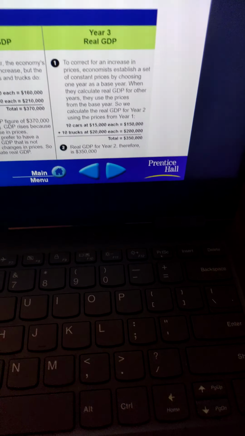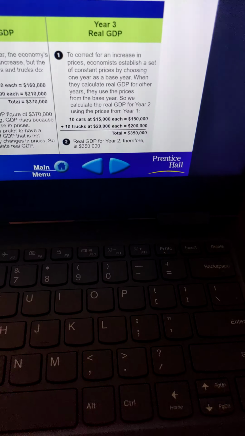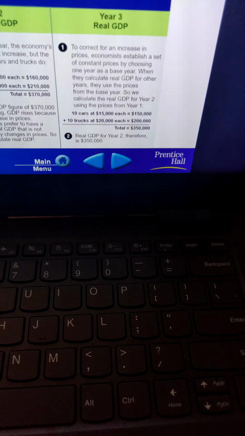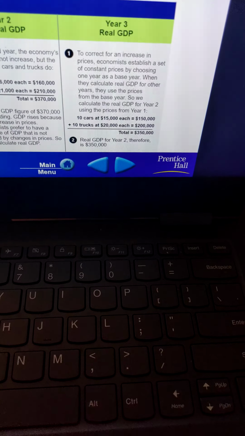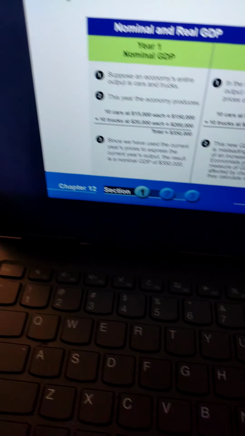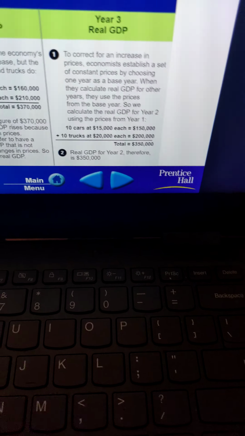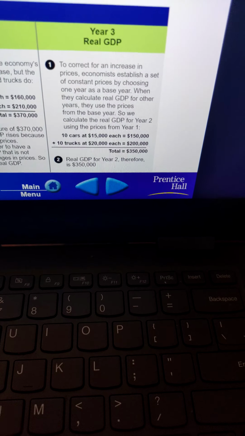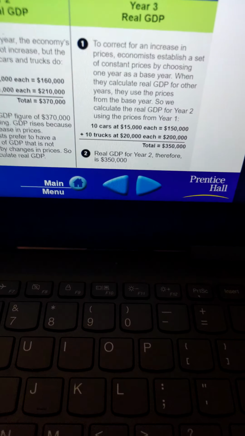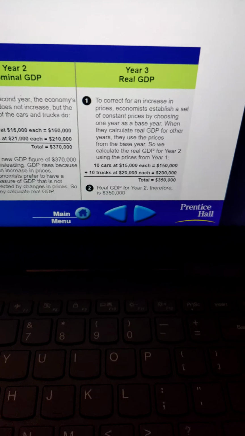So to correct for this misleading information, they'll establish a set of constant prices by choosing one of the years as the base year. So for this example, they're using year 1 as the base year. And so instead, the real GDP for year 2 would have actually been $350,000.